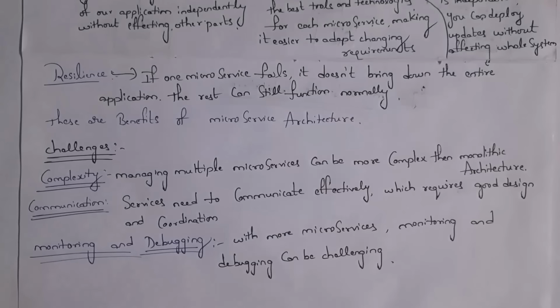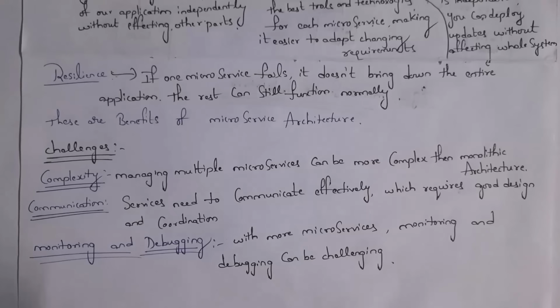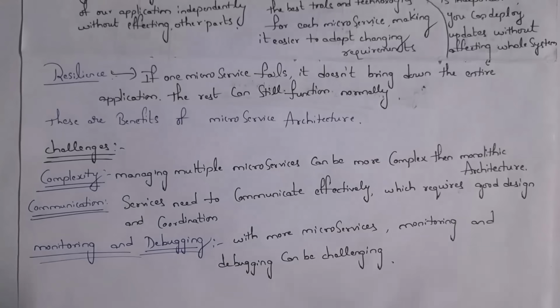First one is complexity. Whereas in monolithic architecture, complete data is stored in one place, so it is easy to manage the application. But in microservice architecture, there will be multiple microservices in different folders. So it is very hard to manage.